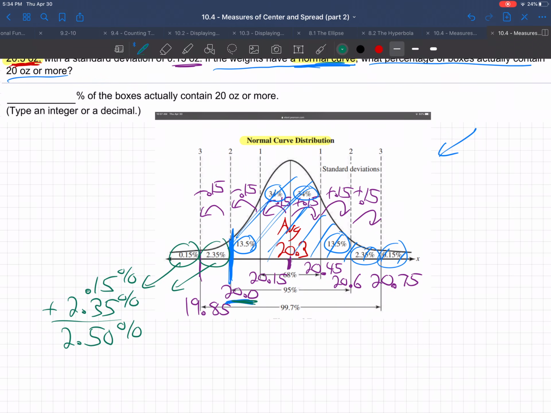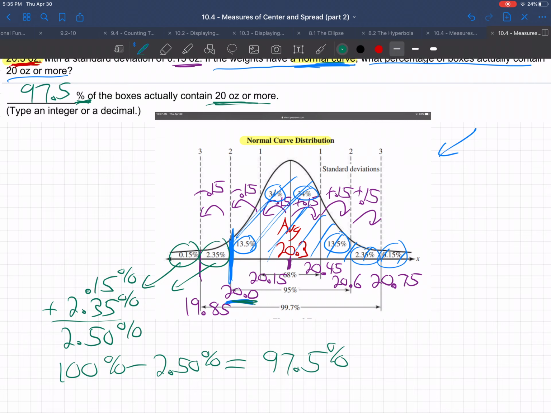So what percentage of the time will it fill 20 or more? You've got to take 100% minus 2.50%, 97.5% of the time. So that's the answer. 97.5% of the time, there will actually be 20 ounces or more in the box. So there.